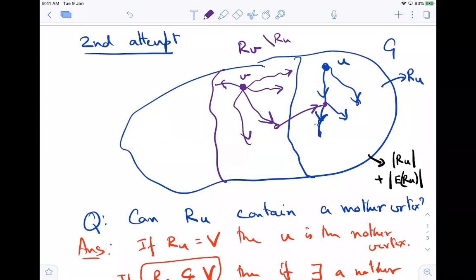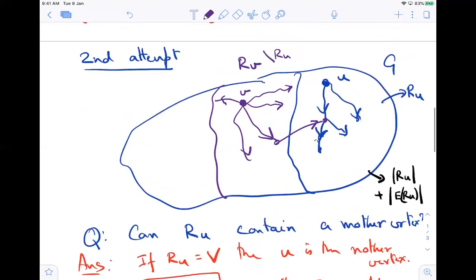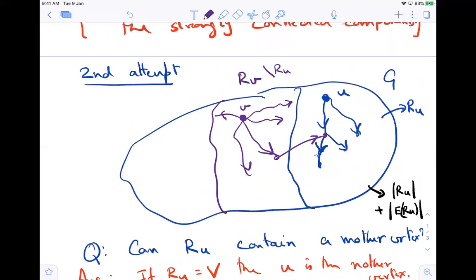So this R of V thing. Now, can this R of V minus R of U contain a mother vertex? No, sir. The same argument, exactly the same argument, right? If it contains a mother vertex, then it would have to be the whole set. If it is not the whole set, then it doesn't contain a mother vertex, right?